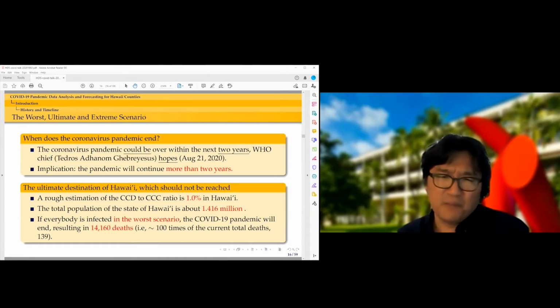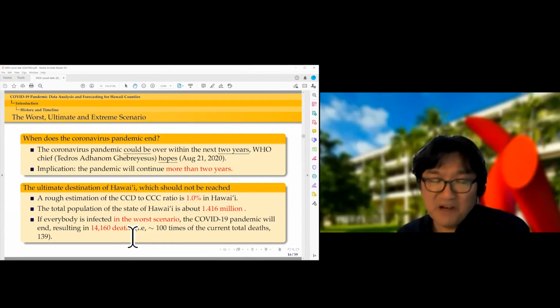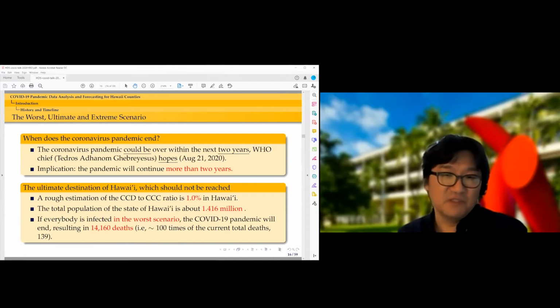and then we have a total population of 1.4 million, you simply multiply these numbers, and that is actually 14,000. So the very worst guess or imagination is if everybody in the state of Hawaii is infected, okay? And then we have this much percentage of death, then the pandemic situation or this disaster will end with 14,000 people dead. That is the extreme and worst scenario.